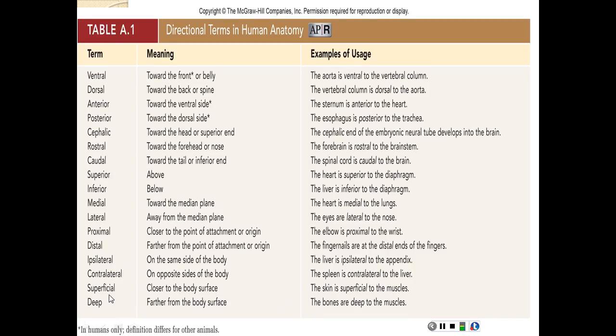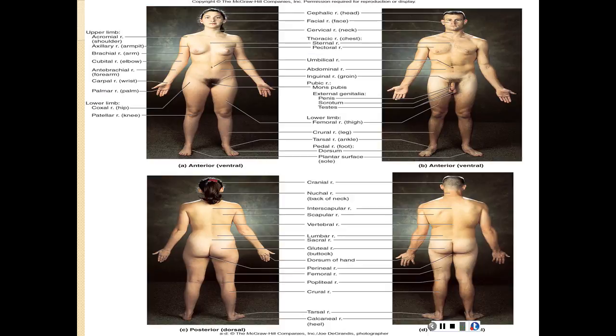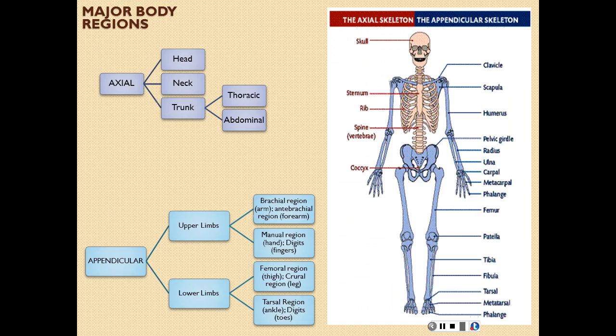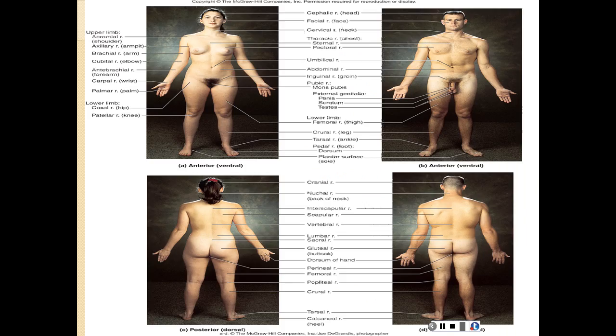I may not give you every single one, but you still need to study every single one, because you don't know which one I'm going to give you. These are just showing you different parts of the body, like the cranium, and the nuchal region, which is basically the back of the neck. So make sure you are familiar with these words as well.